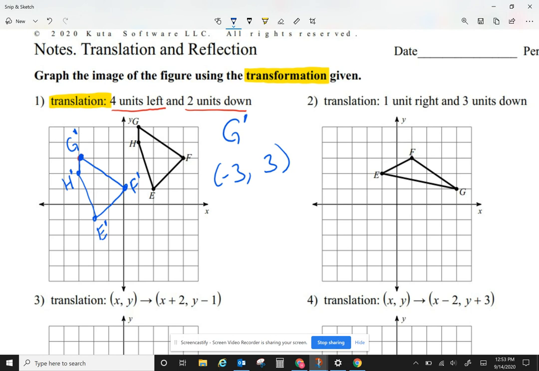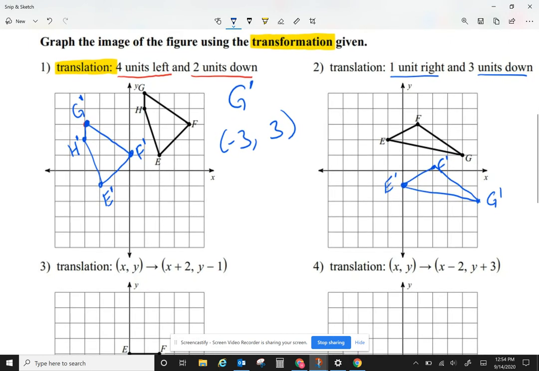Let me leave question number 2 alone. All we have to do on this one is move everything 1 to the right and 3 down. As a matter of fact, let me do this really quick. 1 unit to the right and 3 down. That gives me my point F prime. Let me follow my G. I'm going to go 1 to the right and 3 down. And let me follow my point E, 1 to the right and 3 down. And that gives me the point E prime. I connect my points, and there's the image. They should look exactly the same. In black, we can see the original, and in blue, we can see the image after the transformation.